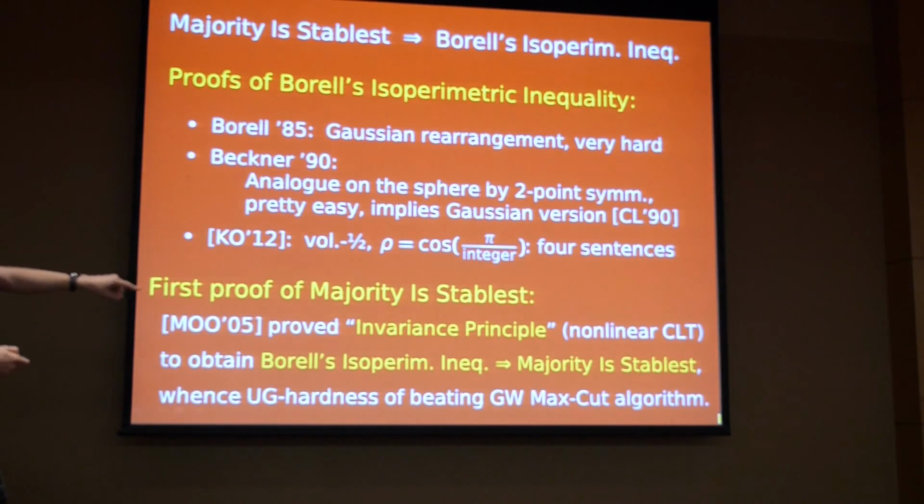Actually, this is the time for me to remark about the first proof of the majority is stablest theorem. So we proved that in 2005. The way we did it was by reversing this implication. So one of the main technical parts there was proving something called an invariance principle, which is some sort of nonlinear generalization of the central limit theorem. And once you prove this, you're actually able to reduce the majority is stablest problem, which is about discrete things, plus or minus 1 random variables, to the Gaussian special case, namely Borell's isoperimetric inequality. And then luckily we have at this point a couple of different proofs of the Borell isoperimetric inequality. And that's how we derive the majority is stablest theorem and its consequences about computational complexity.